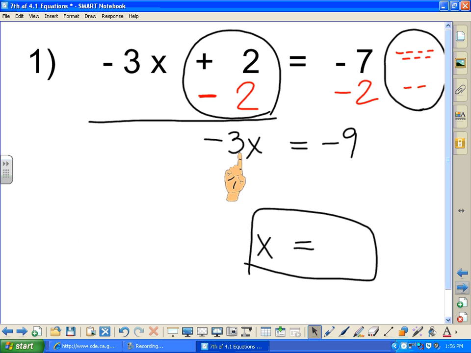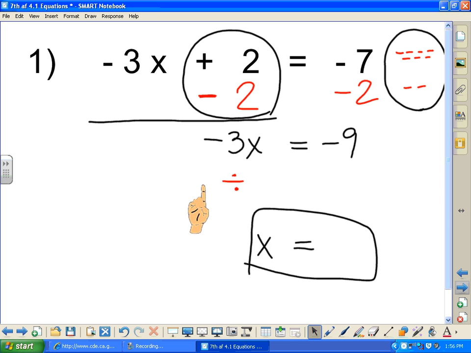Notice how my operation here is negative 3 multiplied by the x. Negative 3 times the variable. We need to do the inverse operation of multiplying, which is dividing. And so I need to divide. The question is, what do I divide by? Well, the goal is to get x by itself. How do I get rid of this coefficient of negative 3? I need to divide the negative 3 by what number to get rid of it, meaning that it's going to become a 1.